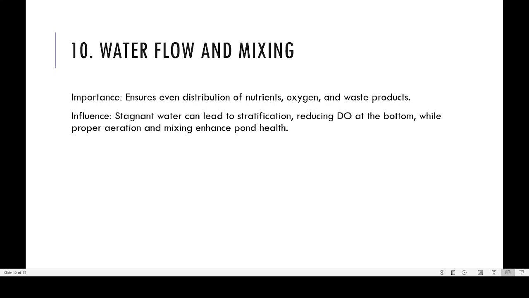So this way the flow of water as well as mixing of the water can influence the growth of the fish. Stagnant water leads to stratification. That is one problem, reducing the DO at the bottom. Proper aeration and mixing enhance pond productivity. So water that is moving can sustain more fish. Water that remains stagnant, as in the case of a pond, has no movement, which means dissolved oxygen, nutrients, etc. may be concentrated in certain areas of the water only.